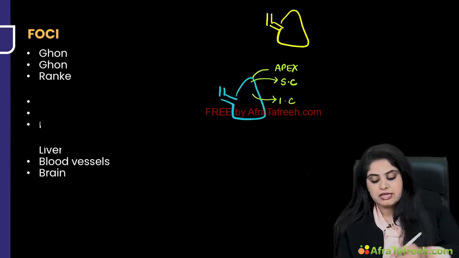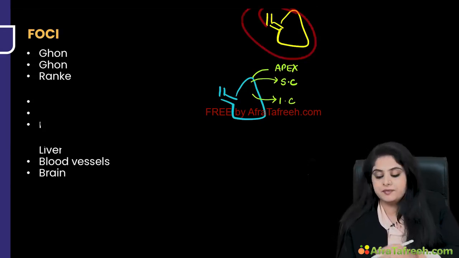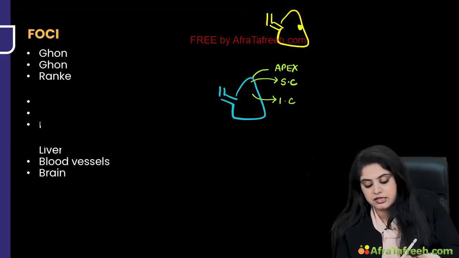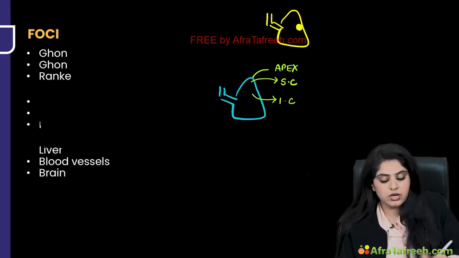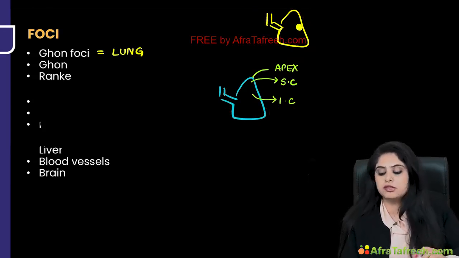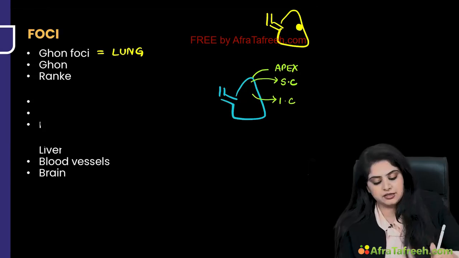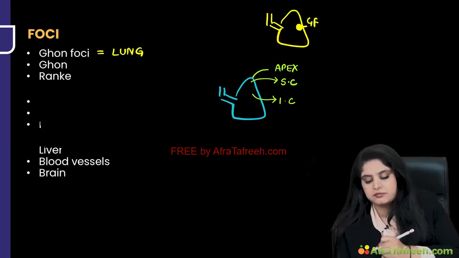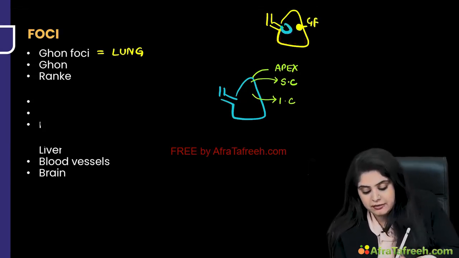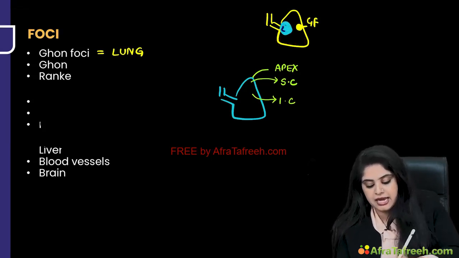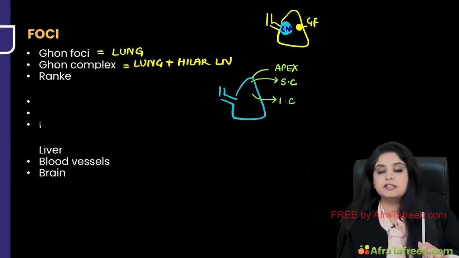So please note, I've got a lung photo over here. If only a lesion occurs in the lung, just the lung, we are going to call it a Ghon focus. Ghon focus means a focus in one lung. If the lung and the lymph node are affected, now it's a complex. So now it will be known as the Ghon complex.